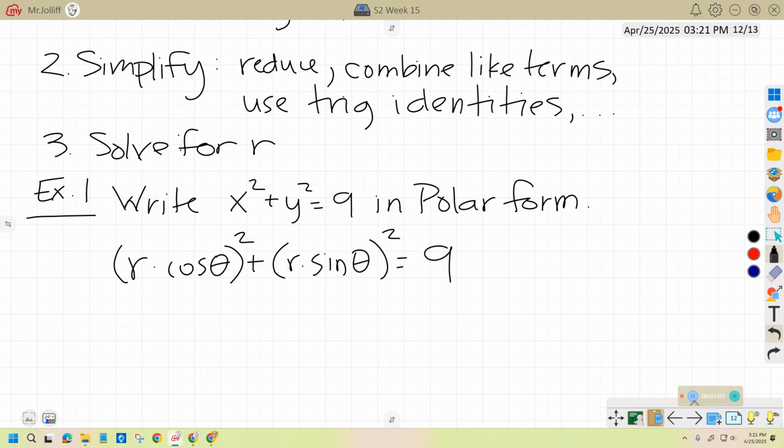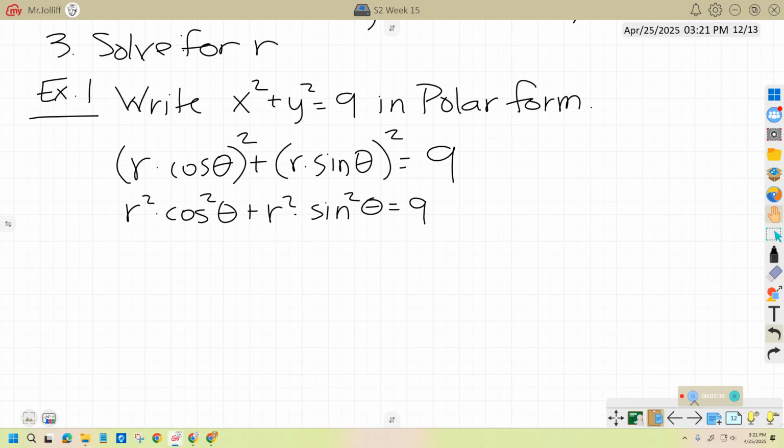I see a cosine squared and an r squared floating around, and I know those have a trig identity. So first thing I'm going to do is separate those parentheses by distributing that exponent through. R cos squared is r squared cos squared. Second term is going to become r squared sine squared. And looking at those two terms, r squared cos squared, r squared sine squared, what do they have in common?